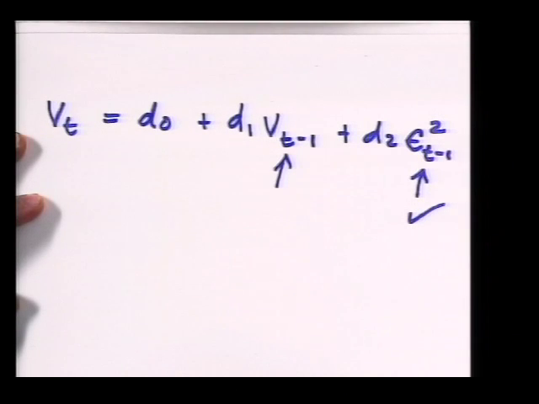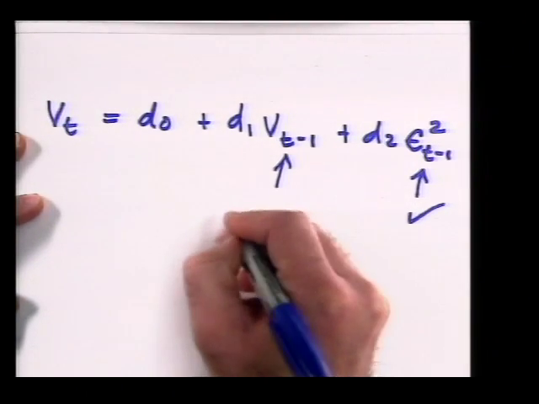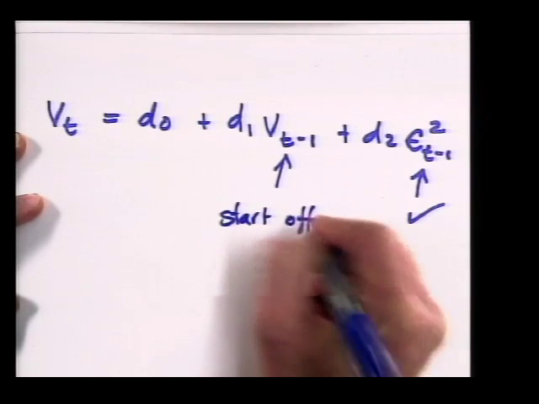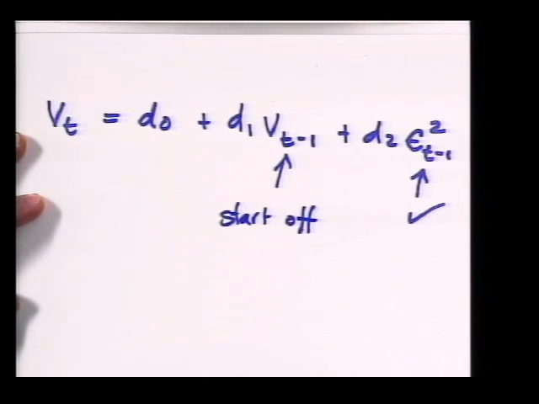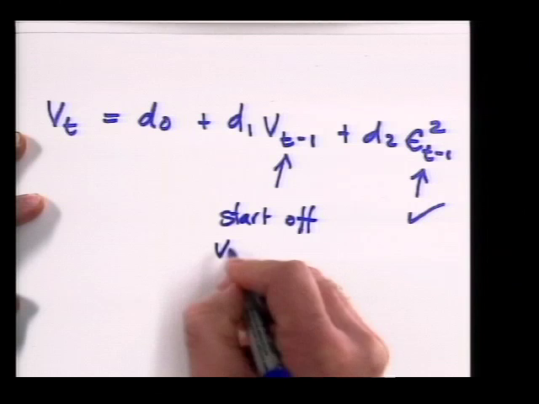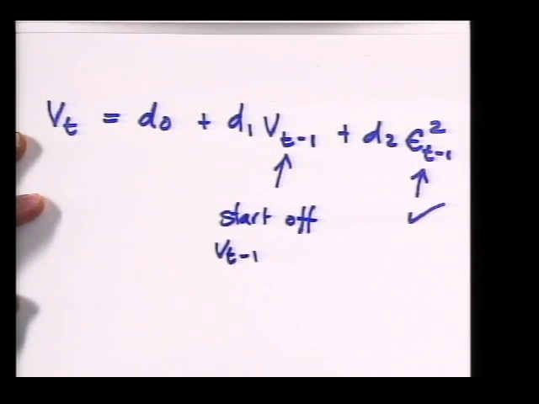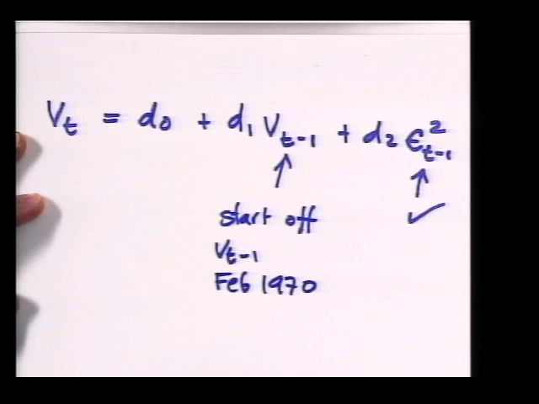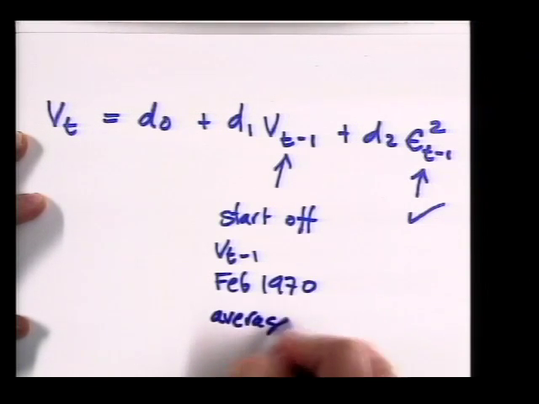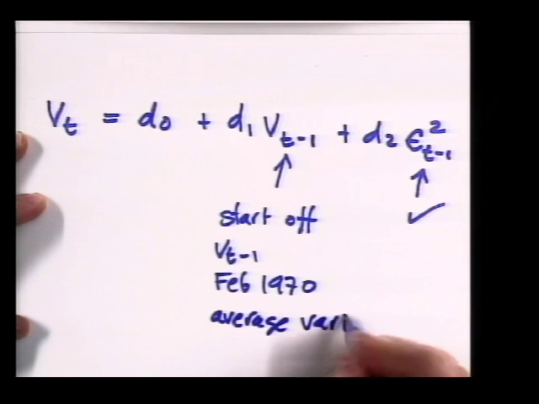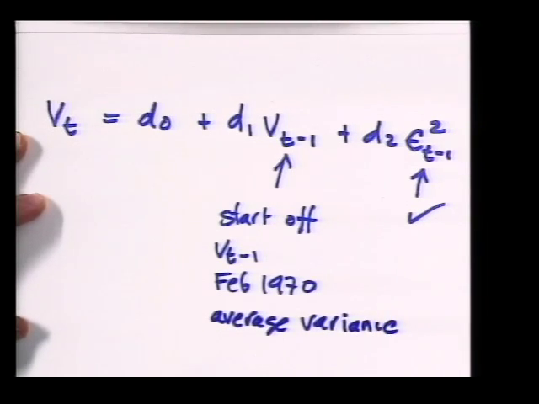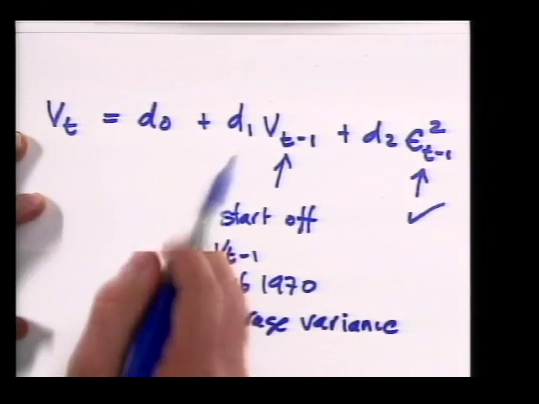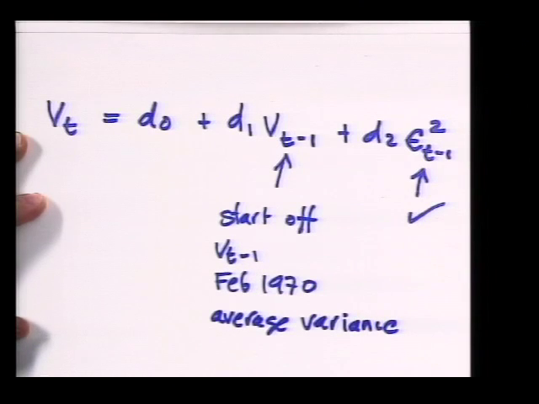So what we do to start this off is we start the algorithm with the very first observation of V_t. Let's say we're starting in February 1970. Let that equal just the overall average variance over the whole time period. Okay? And then we'll just make some assumptions as to what D0, D1, and D2 are. Just put some numbers in.